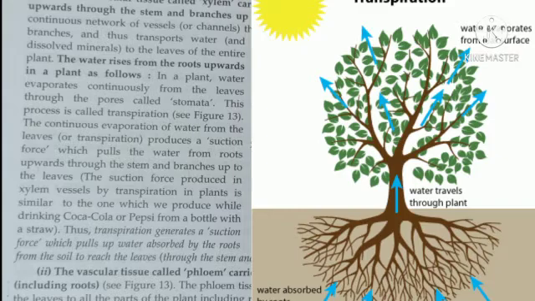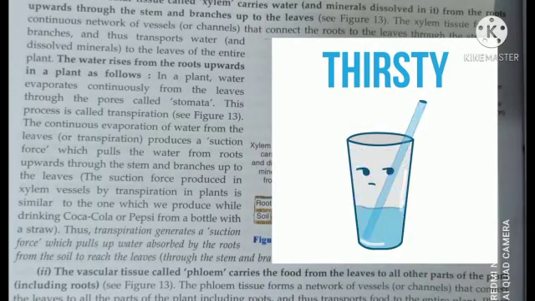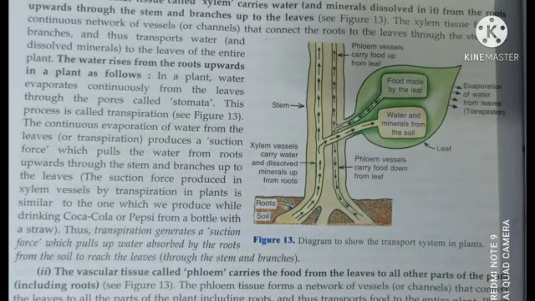Dear students, the suction force produced in xylem vessels by transpiration in plants is similar to the one which we produce while drinking Coca-Cola or Pepsi from a bottle with a straw. Understand? Thus, transpiration generates a suction force which pulls up water absorbed by the roots from the soil to reach the leaves through the stem and branches. So, in this way, water and minerals are transported in the plants.